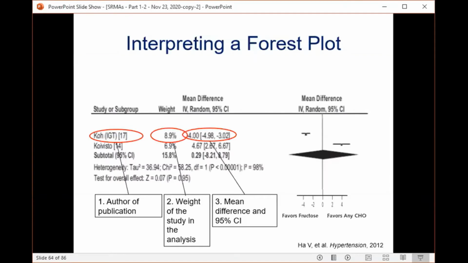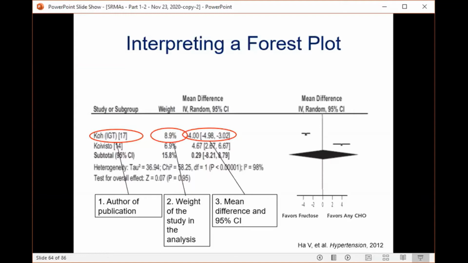Here I have a very simple forest plot to review how to read it. In number 1, you can see we first have an indicator of the study included. In this case, we have the author of the publication. Sometimes SRMAs may use author, et al, and year. Jumping to number 3 here, this is the mean difference and 95% confidence interval around the endpoint for that study. So the effect found within that one study.